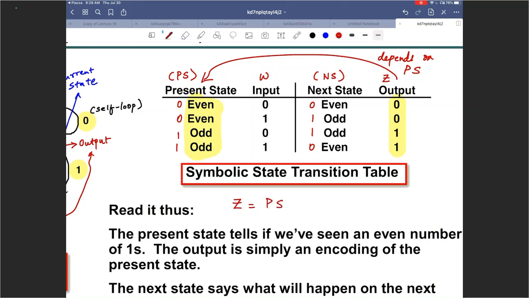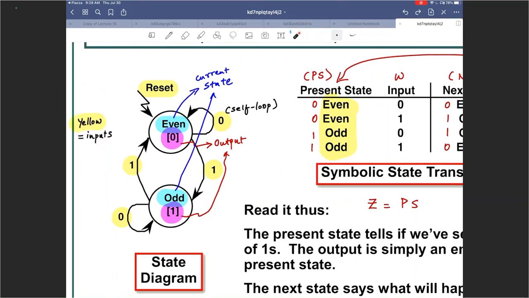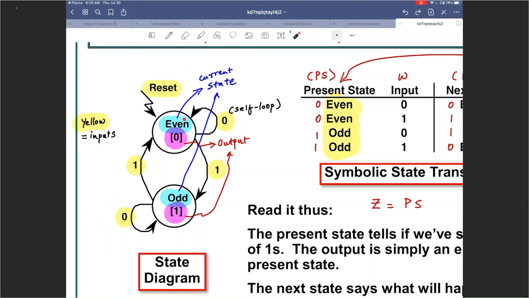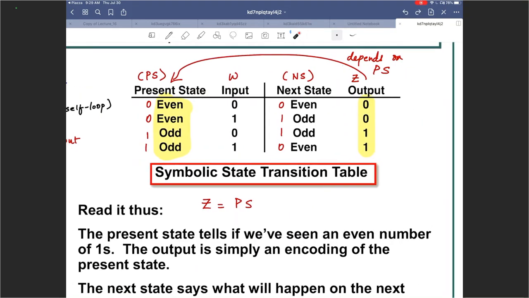You see, this column right here, Z matches present state, 0011, 0011. Output is present state. Output equals present state. Okay, 0011. All right, so that's one. What would be the expression for next state? NS equals what? In terms of PS and W, what is next state?